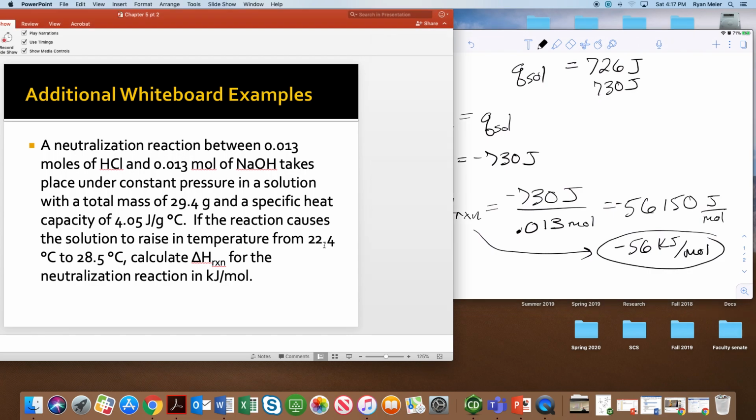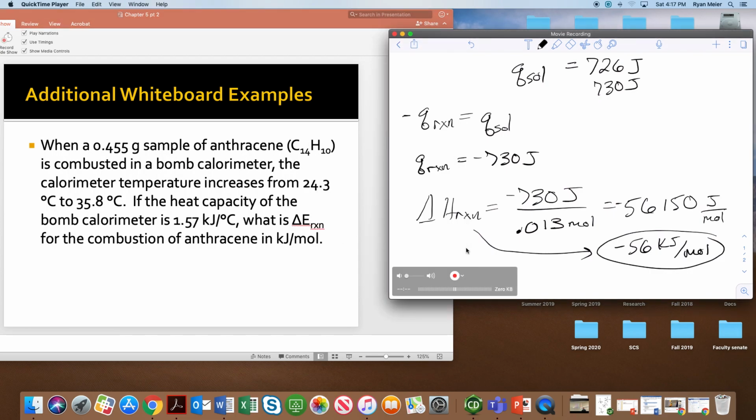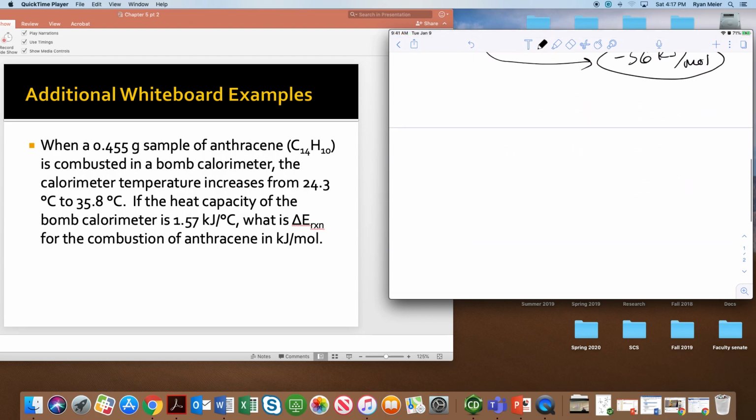All right, so let's take a look at one more example. I think I'm going to go through a similar process. So I'm going to take the whiteboard over here and scroll it down so we can take a look at a new example.